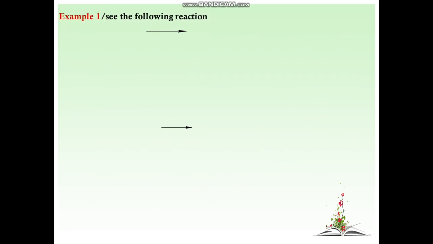See these examples. Example 1. The following reaction: Hg2+ plus CN minus, K formation is 10 to the power 42. So, with respect to formation, this compound is stable. High K formation.